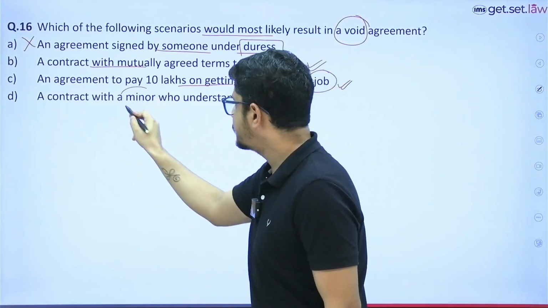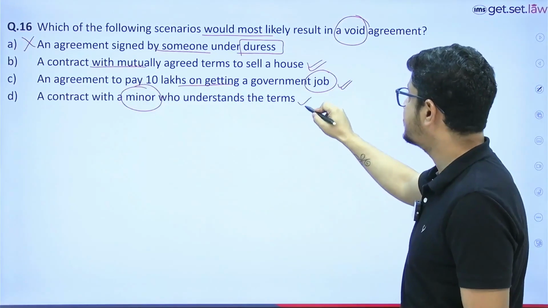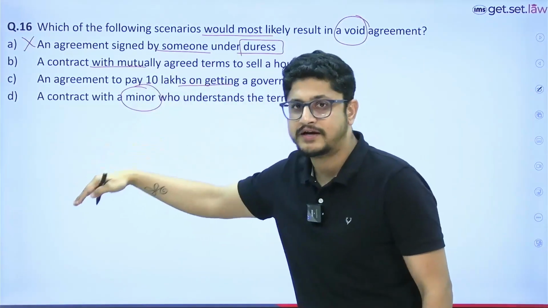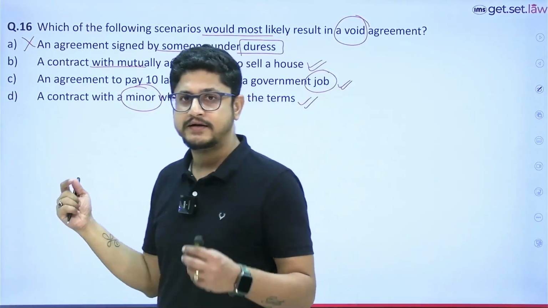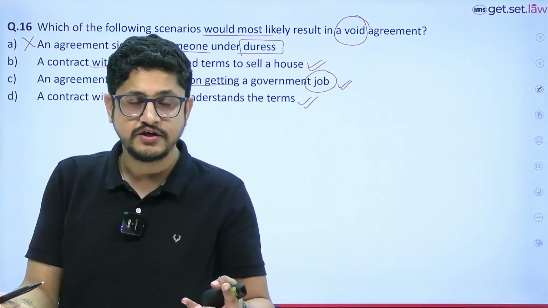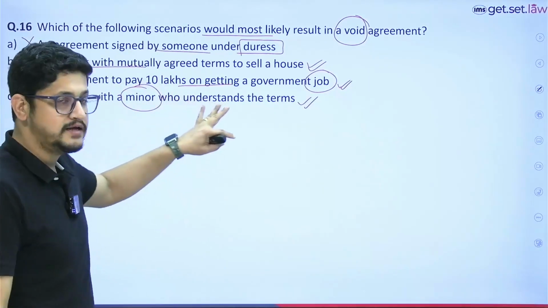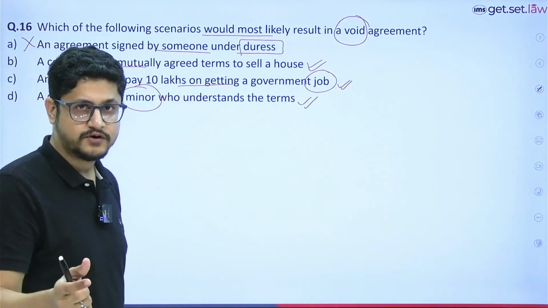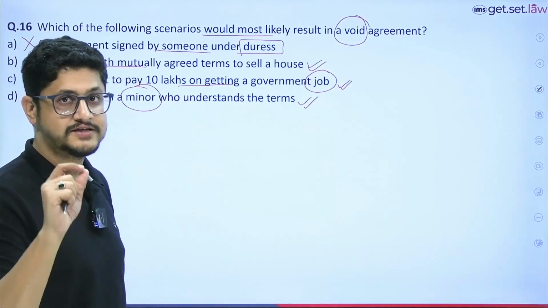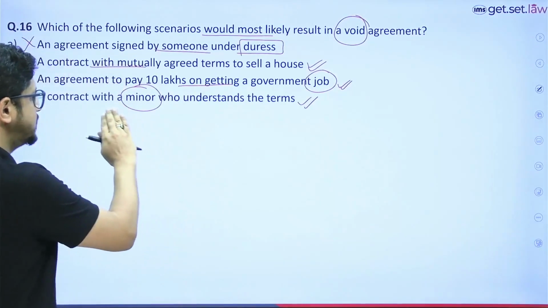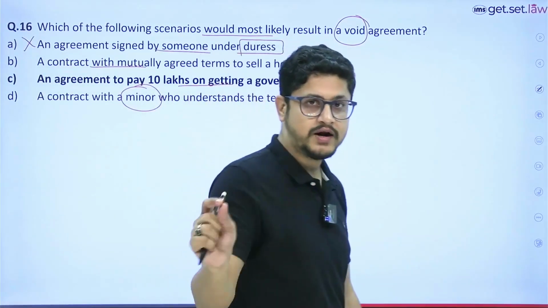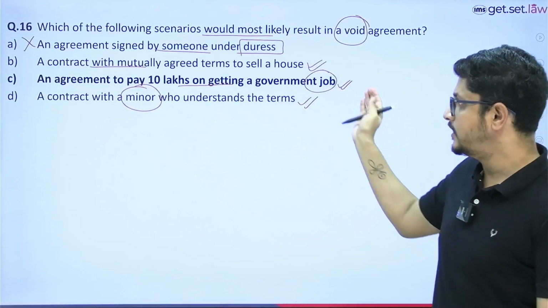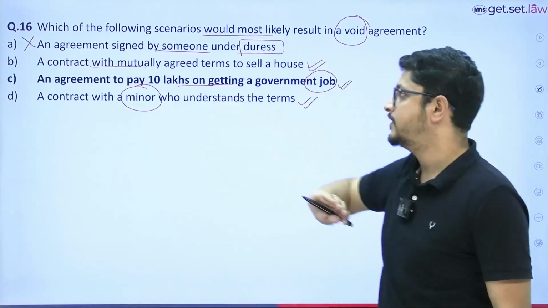A contract with a minor who understands the terms. So he is a minor but he is able to understand the terms. Maybe again debatable, but he might be a beneficiary. That means he's not a party, but a minor who is part of a contract can be a beneficiary also. There is a loophole. Then in that case, D can't be the answer. The answer would be C, because it is outrightly making it a void agreement and we need to see whether it is from the start or not. Okay? So that is what is there.